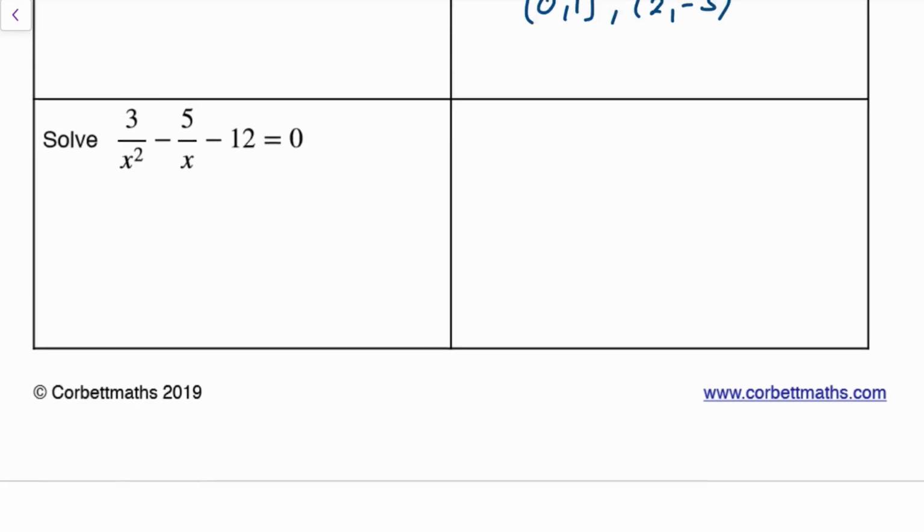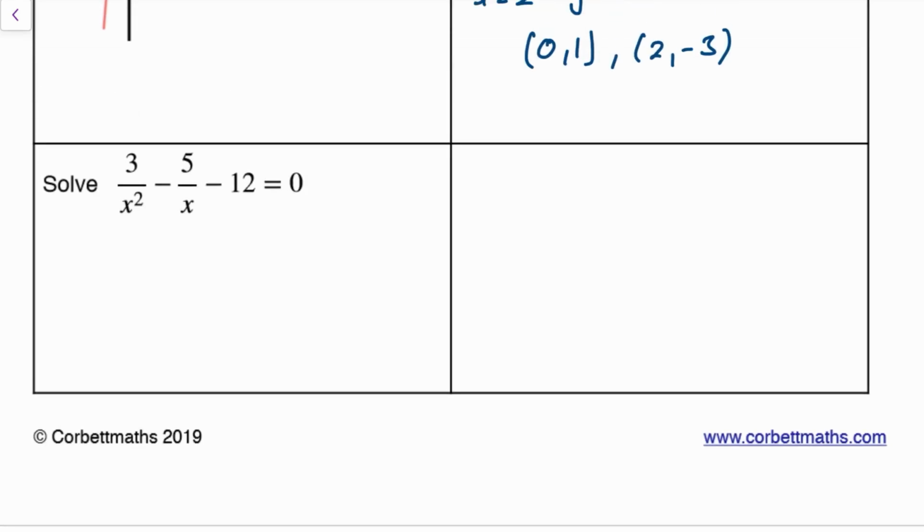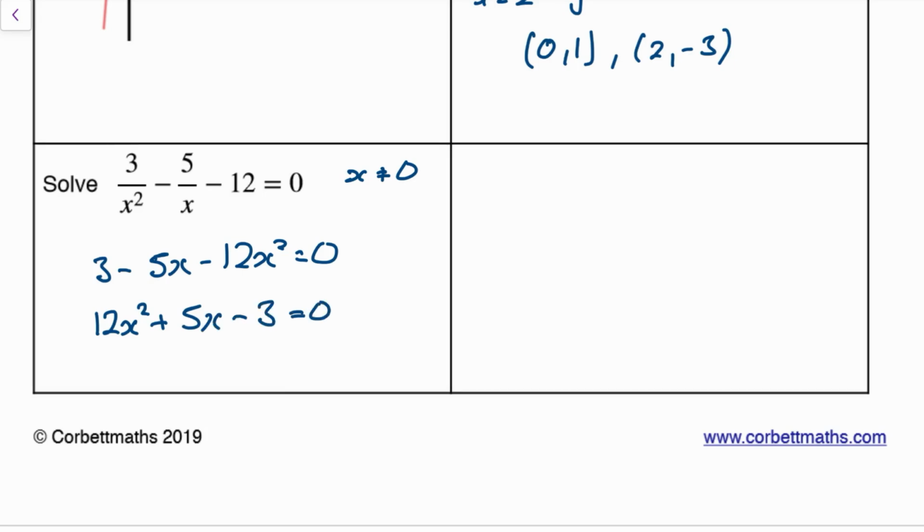Next question, and final question today. Solve. Okay, good question. Now I'm dividing by x, so this is just a little trick to be careful of. It must be the case that x doesn't equal 0. I don't need it here, but I'm going to write that just because it's good to get in the habit of noting these things. It might come up later in an answer. So if I now solve this, I'm going to multiply everything by x squared, which gives me 3 minus 5x minus 12x squared equals 0. Then I'm going to multiply everything by minus 1 and rearrange. So that's going to be 12x squared plus 5x minus 3 equals 0.